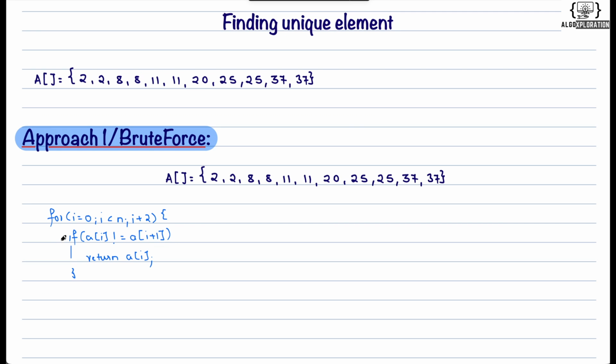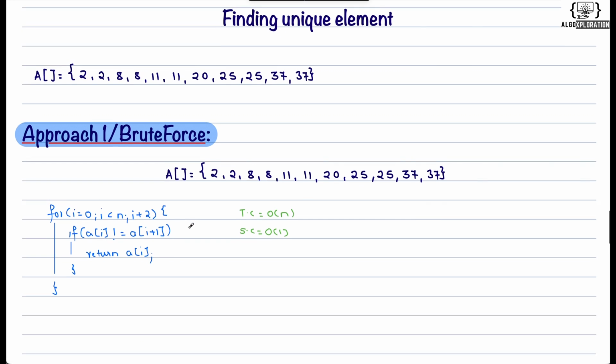There are some minor changes that you have to make, but I believe you got my approach and what it means. Over here the time complexity will be order of n and the space complexity will be order of 1. Again, there should be a different condition over here, but I believe you got my point, so you have to figure out what the condition will be. Now let's talk about the second approach.